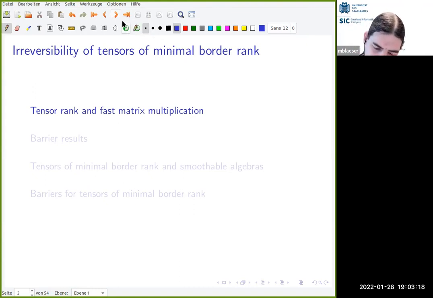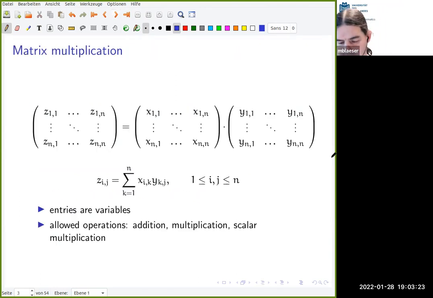Okay, and so let's start with something very simple that you all know, right? This is matrix multiplication. So we have 2 matrices, X and Y, and we want to multiply them, and think of the X and Y being variables. So we have n squared many bilinear forms, the entries ij, and they are given by these well-known formulas, and we work in the well-known algebraic model. So we have additions, multiplications, and scalar multiplications. And of course, now this looks so natural. You can ask yourself, right, how can I do this faster?